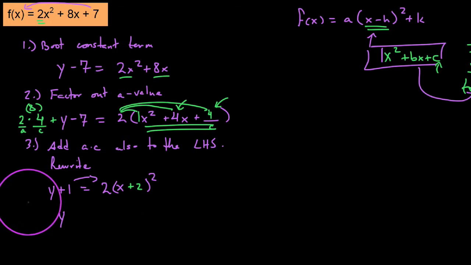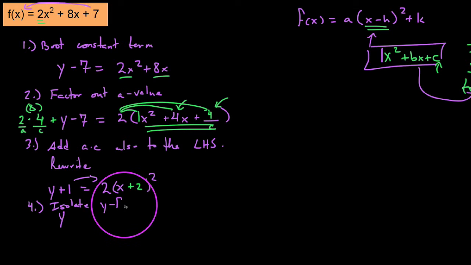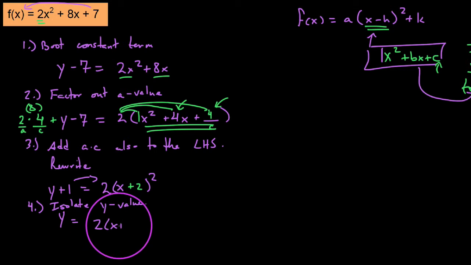So our last step will just be to boot the constant back over. So I could say step 4 essentially is isolate the y value, or f of x. I'm taking f, the y value. And we would get this. We would get y equals 2 times (x plus 2) squared minus 1.